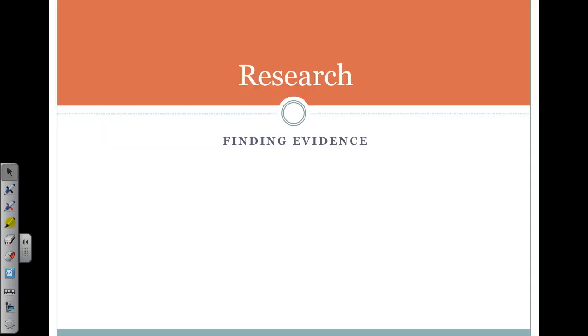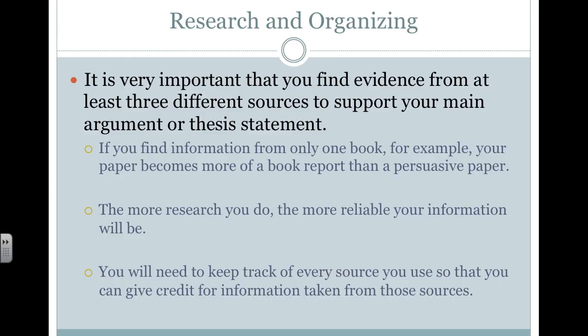And the first thing we're going to talk about is research or finding evidence. So it's very important when you are looking for research for your persuasive topic that you find evidence from at least 3 different sources to support your main argument or thesis. The reason that you want at least 3 different sources is because if you get all of your information from one book, it's more like you're doing a book report than a persuasive paper.